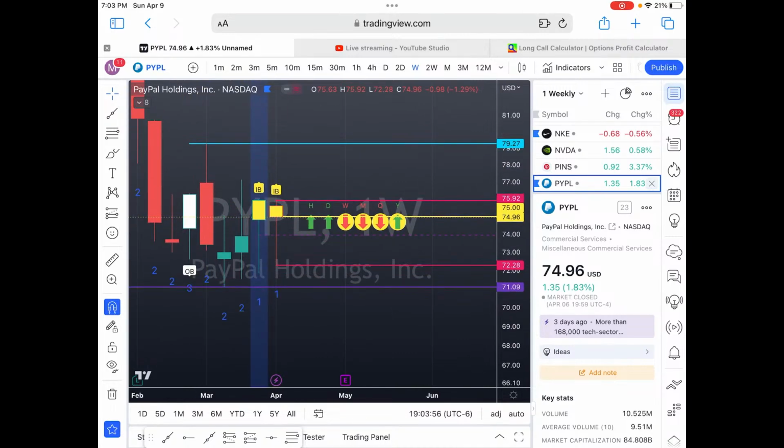But that is the power of these inside bars or these double inside bars, okay?